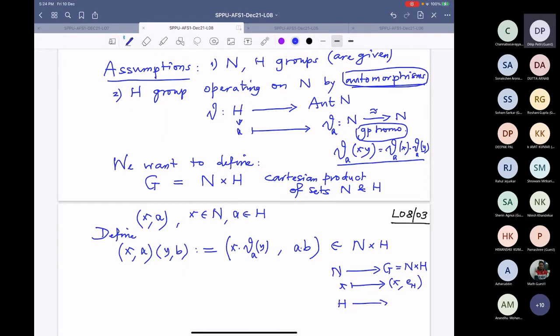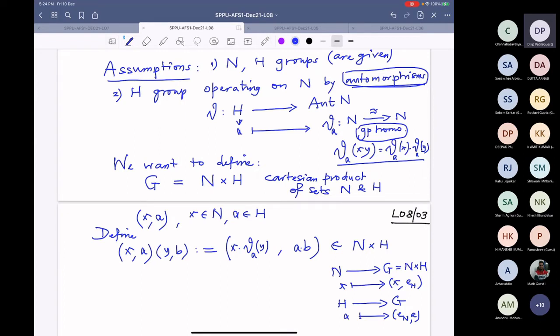H to G is also a natural map, namely any a going to identity in N, comma a. And I have to do several things to check now. One, G is a group under this operation. That means G has identity, it is associative, and every element has an inverse. This I have to check.